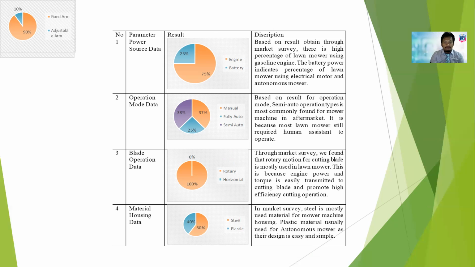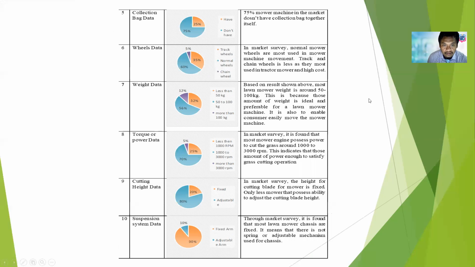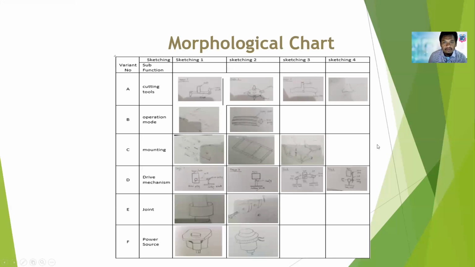We also have the data for material housing, and 60% of the lawnmowers use steel, and so on. We got 10 parameters to get information about the lawnmowers in the market. From the survey, we come up with the morphological chart.